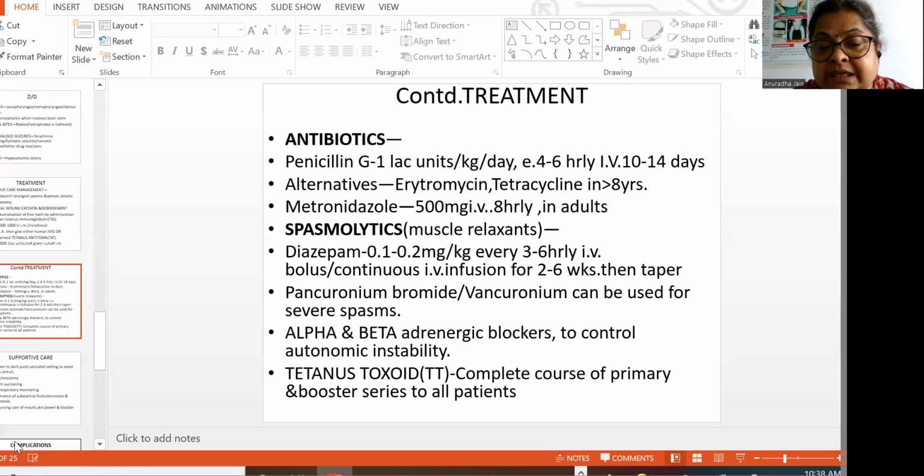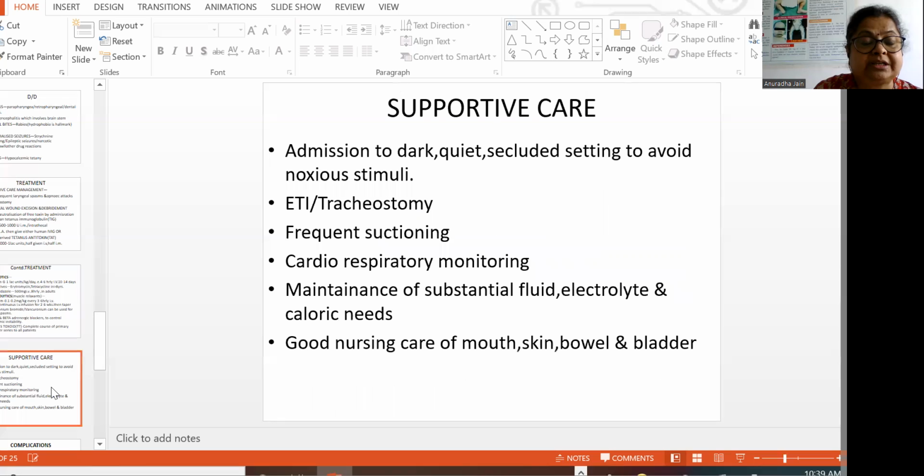After this, alpha and beta adrenergic blockers to control the autonomic instability. Then tetanus toxoid, that is TT, a complete course of primary and booster to all the patients, as the disease does not provide active immunity; the TIG provides only passive immunity. Now, what is the supportive care of the patient? Admission to a quiet, secluded setting to avoid noxious stimuli, endotracheal intubation or tracheostomy, frequent suctioning, cardiorespiratory monitoring, maintenance of fluid, electrolyte and calorie needs, and good nursing care of mouth, skin, bowel, and bladder.